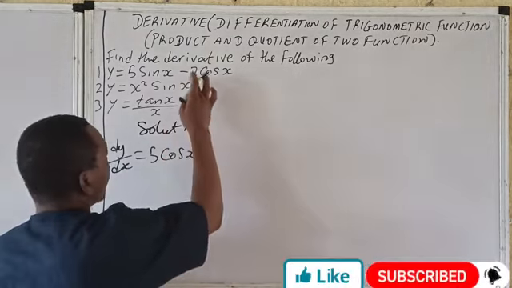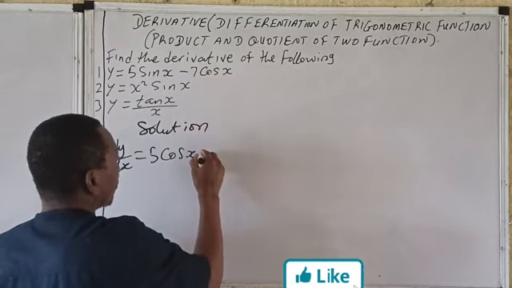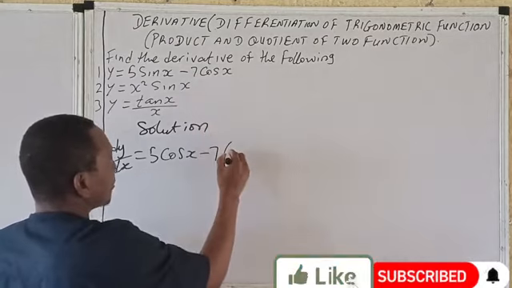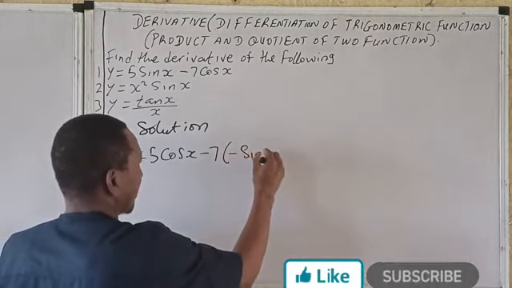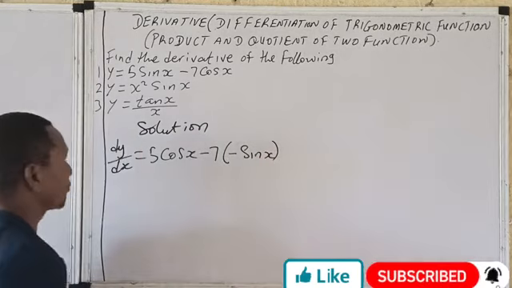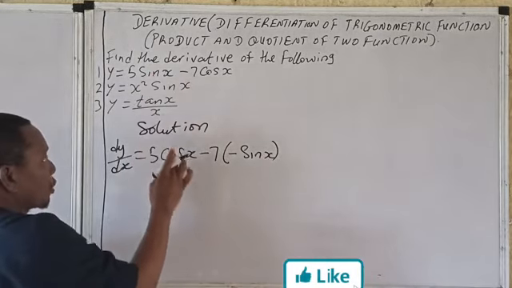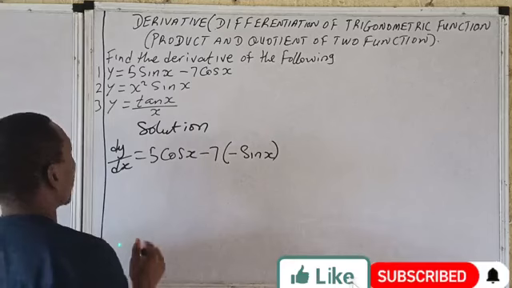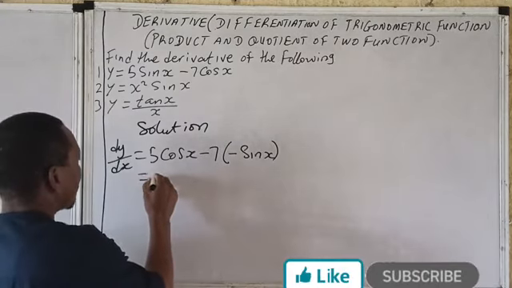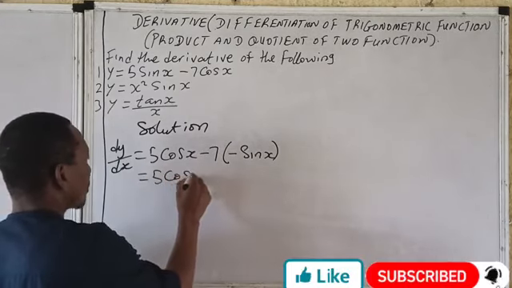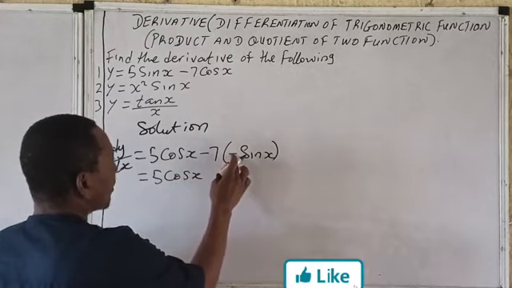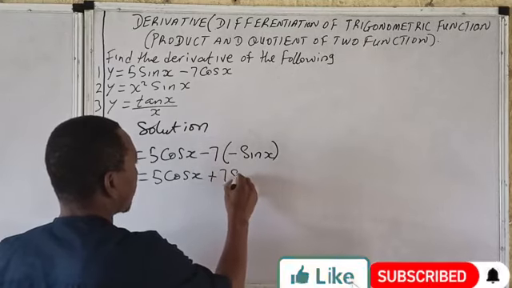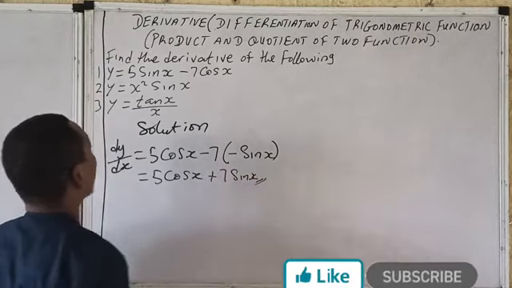Now, put your minus 7 here in brackets. If you differentiate this, what will you get? You get minus sine x. So if you differentiate sine, you get cos x. If you differentiate cos x, you get minus sine x. You can check that in my part 1. Now, I'll have to rewrite this 5 cos x. Now, minus sine multiplied by minus 7 gives plus 7 sine x. So this is our answer. It's a very simple question.